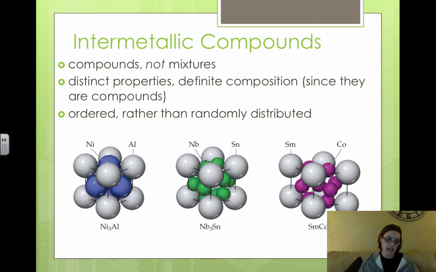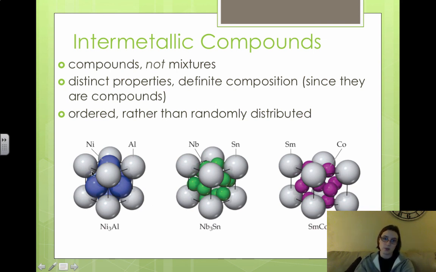And the order of the atoms generally leads to better stability. So it's more stable in terms of the structure, which also gives it higher melting points than what you might observe in the individual metals. These are very useful for high temperature applications, but typically they're brittle. So even though they're very useful when it comes to high temperature, these intermetallic compounds can be quite brittle.